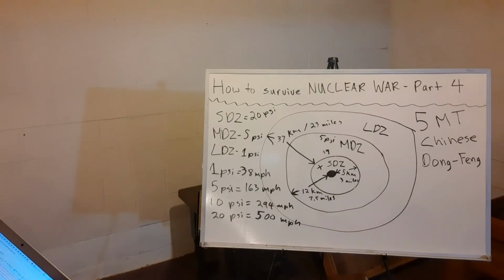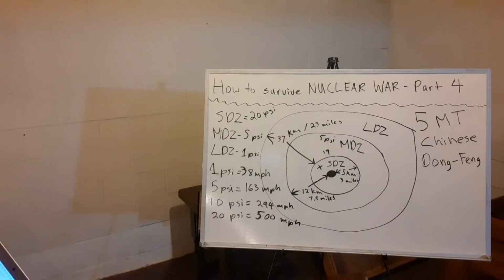But again, just remember, the main difference between the moderate damage zone and the severe damage zone is that in the moderate damage zone, the sturdy structures will remain, okay? Versus the severe damage zone, where everything gets destroyed, all right? So if you're in the moderate damage zone, you have a good chance of surviving, because you can even survive the severe damage zone if you're underground.